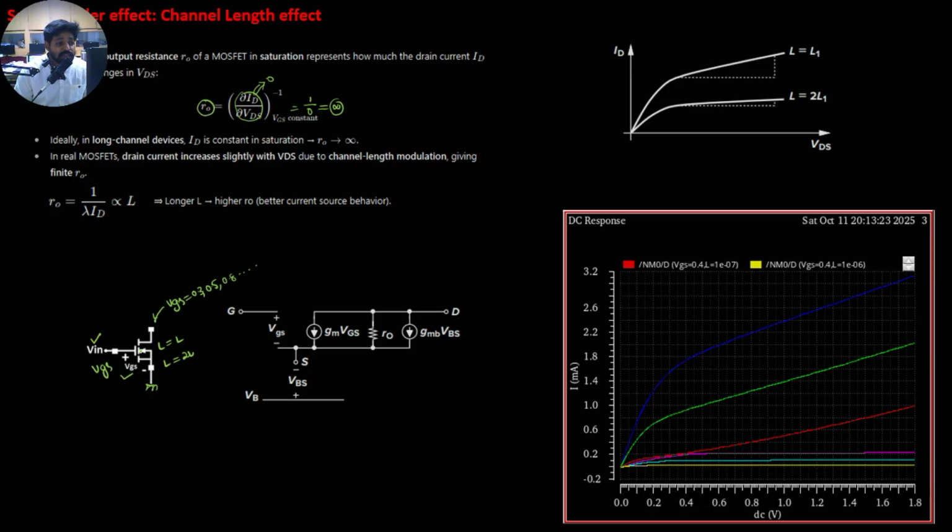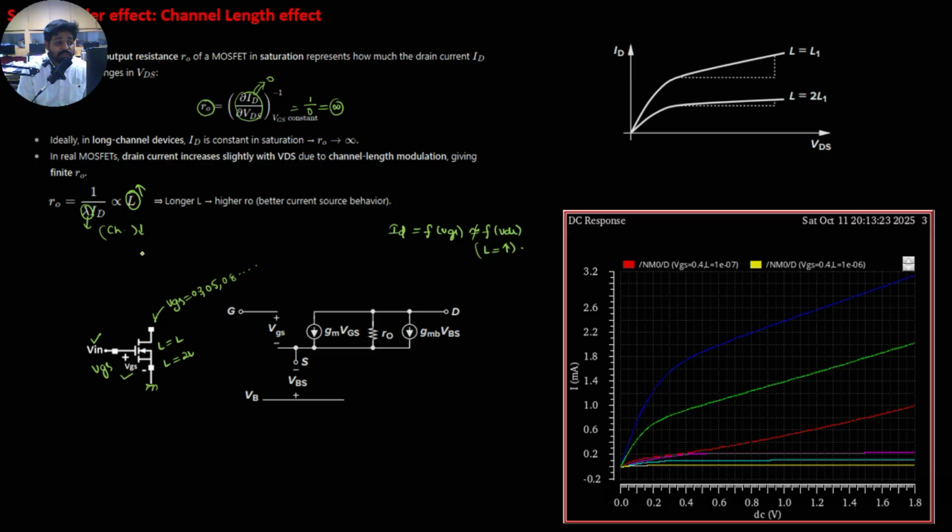This behavior is more required for linear applications like analog circuits, right? So when you are expecting ID to depend more on VGS and not much on VDS, we have to make sure the length of the device is as large as possible. What happens if the length of the device is maximum? Lambda will be minimum, so the channel length modulation coefficient will be minimum.